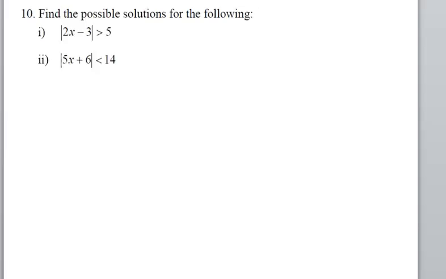So here we see we have our absolute values. Our absolute value of 2x minus 3 is greater than 5. So we know this whole 2x minus 3 could be a negative or it could be a positive. We don't know at this point. So here we say, well, in the positive case, 2x minus 3 is greater than 5.